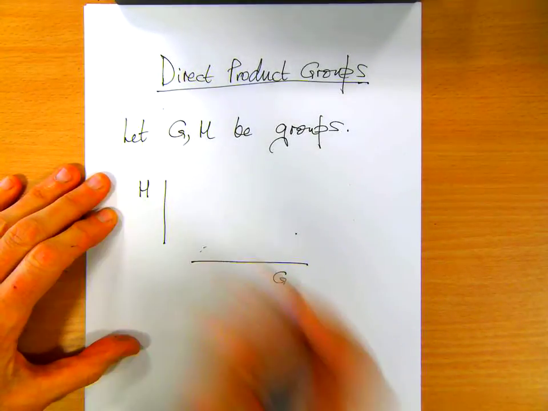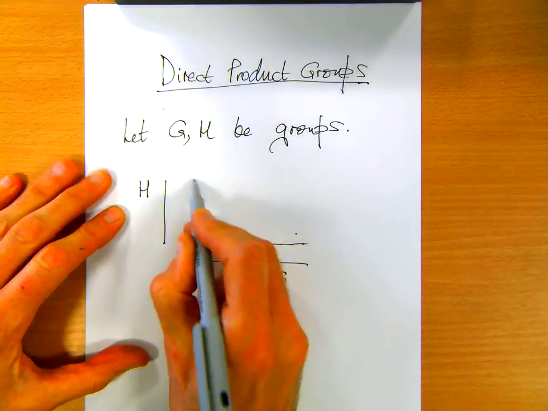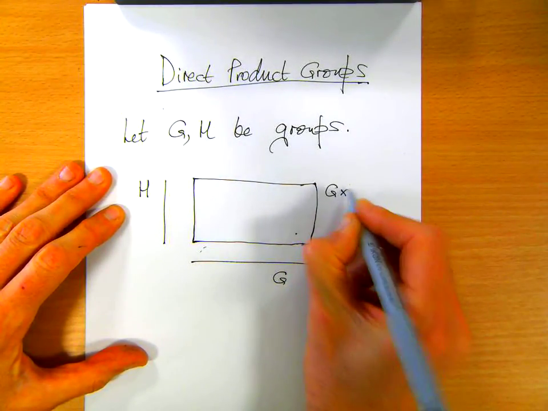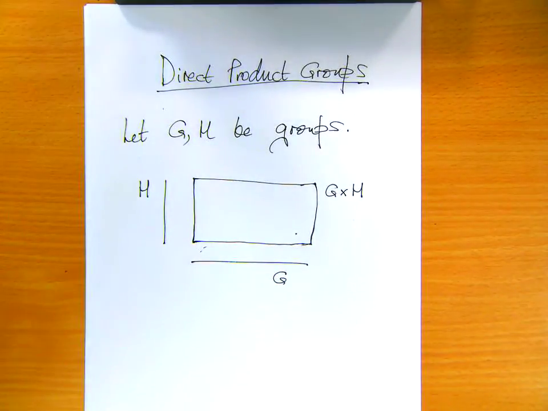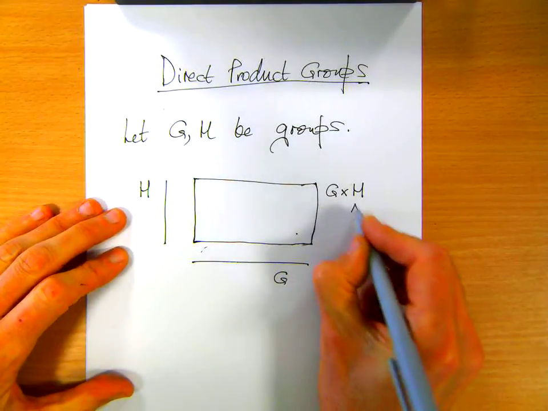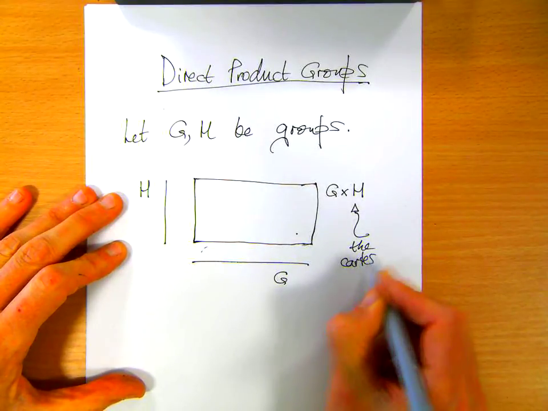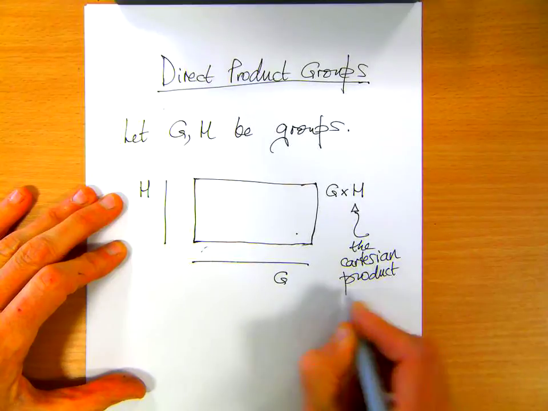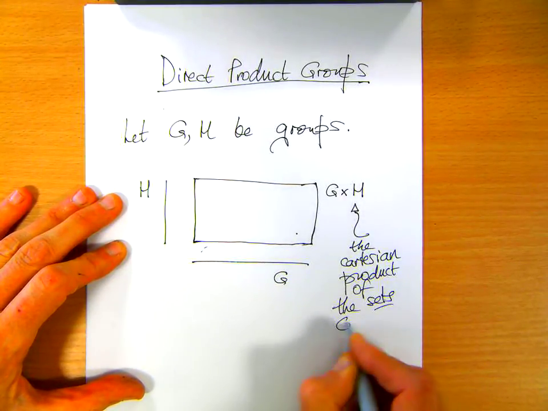Well, the obvious thing to do first then is to say, well, forget about the group structure and just think of G and H as sets. And then I can construct the Cartesian product of G and H as sets. So this is the Cartesian product of the sets G and H.